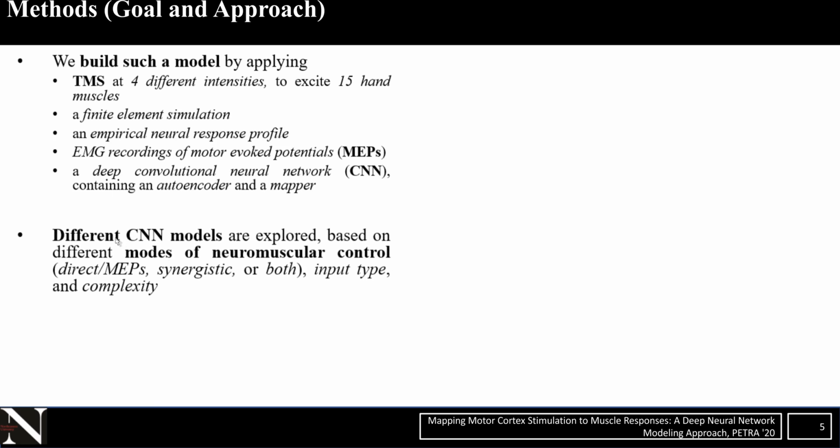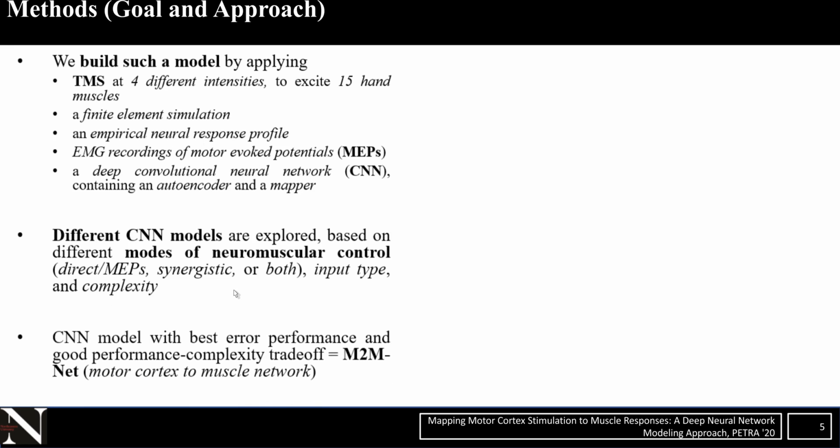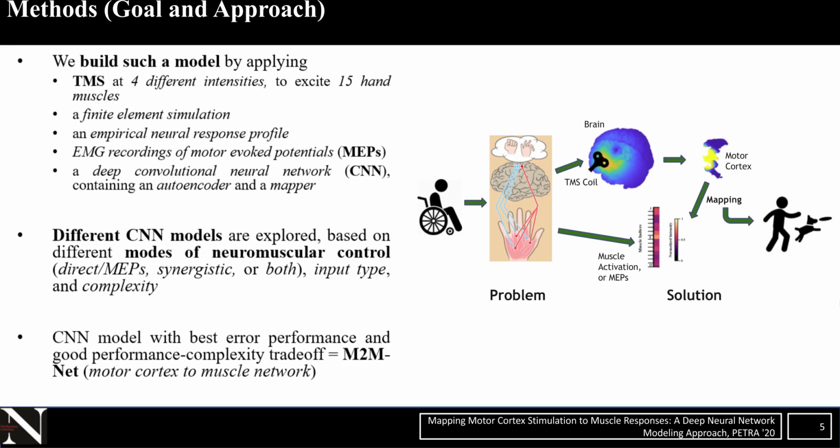So we have explored different CNN models based on neuromuscular control, as we find in neuroscience, different types of input, meaning direct E fields or the use of neural response, and the complexity of the network. Then the best CNN model of the ones we have tested, we recommend it for what we call M2M net, the motor cortex to muscle network. This is what the entire problem statement looks like from a bird's eye view. What we are trying to solve is this mapping between the brain and the muscles.